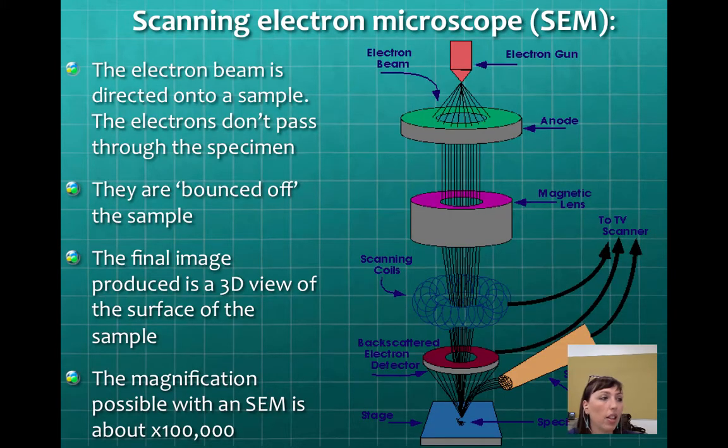For scanning electron microscopes, instead of passing a beam of electrons through a specimen, a scanning electron microscope passes a beam of electrons over the surface of an object to create a three-dimensional image. Although scanning electron microscopy does not have as much resolution as transmission, it can still image objects smaller than 1 nanometer. In addition, because it creates a 3D image, it can show surface structure better than any other type of microscope. The magnification possible with an SEM is about times 100,000.